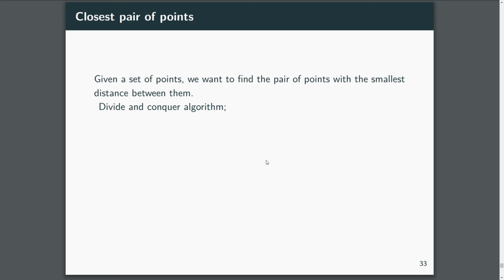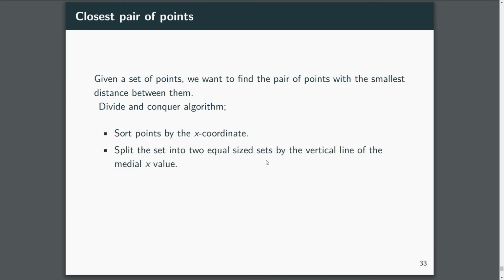Yeah, there are 2 more things. So we have the closest pair of points, and then I'm going to show you a demo of one thing. If we have a set of points and we want to find the pair of points with the smallest distance between them, what we use here is a divide and conquer algorithm. We first sort the points by x-coordinate. We then split the set into 2 equal-sized sets by taking the vertical line of the median x value. Everything to the right is in one set, everything to the left is in the other.